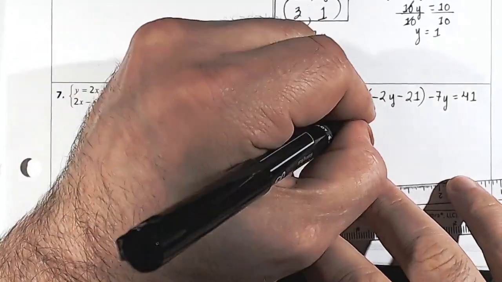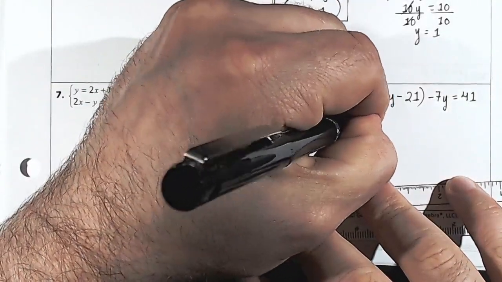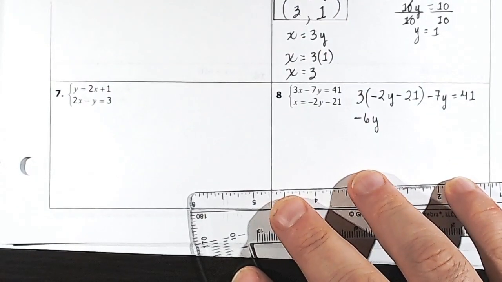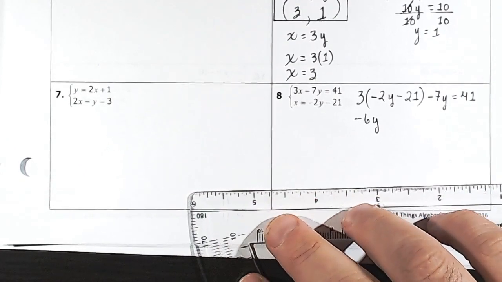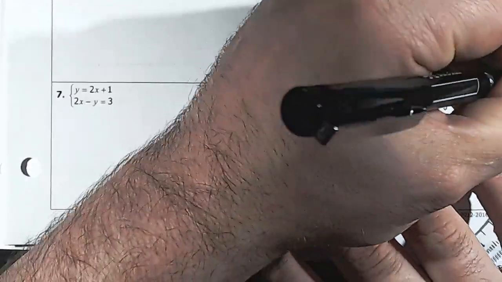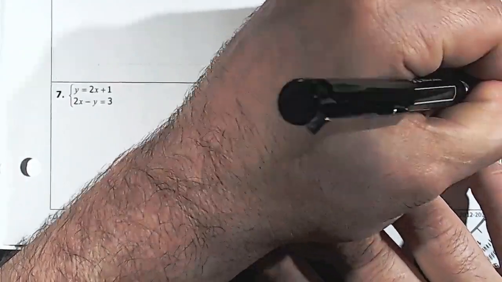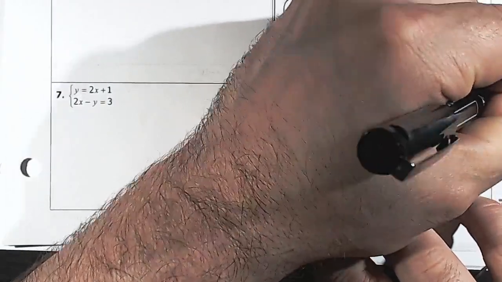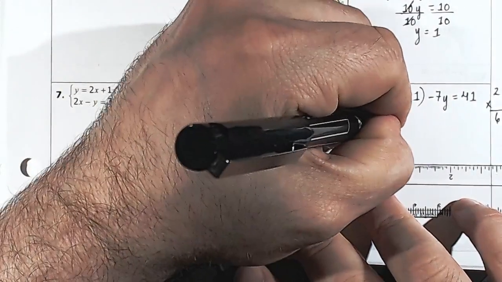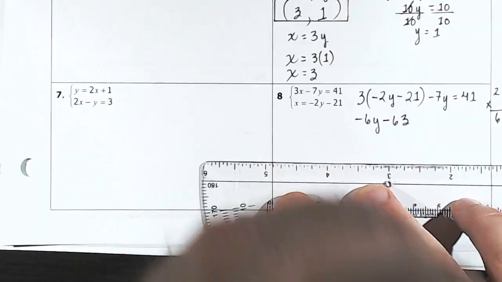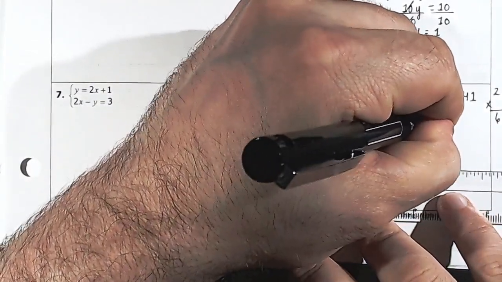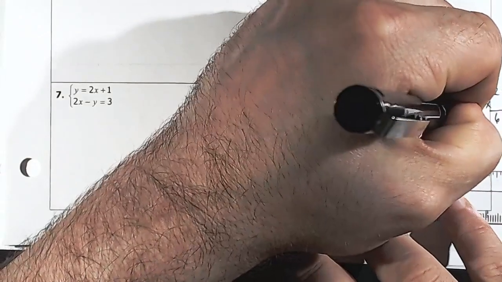Okay, so let's do that. 3 times negative 2y is negative 6y. 3 times negative 21, what is that? 21 times 3? I guess we have to do that kind of over on the side. 21 times 3. 1 times 3 is 3. 2 times 3 is 6. All right, so 3 times negative 21 is negative 63. Now just bring down this negative 7y, okay, and set that whole thing equal to 41.